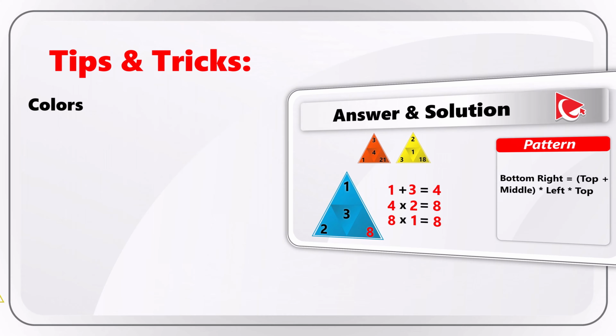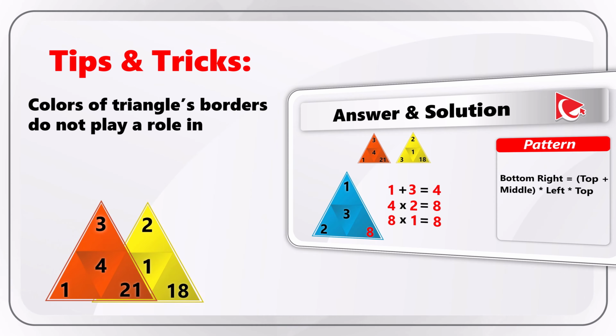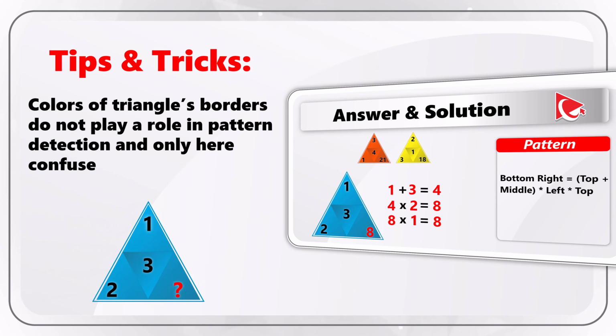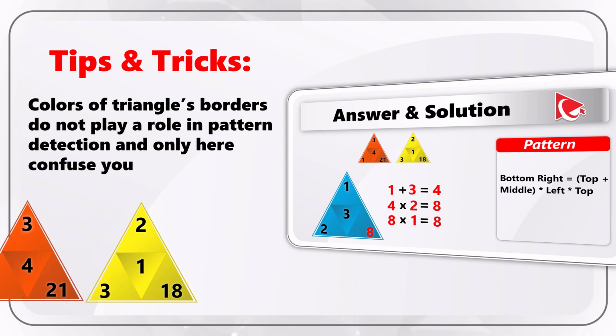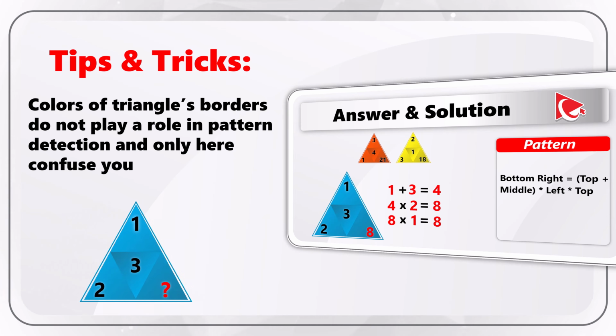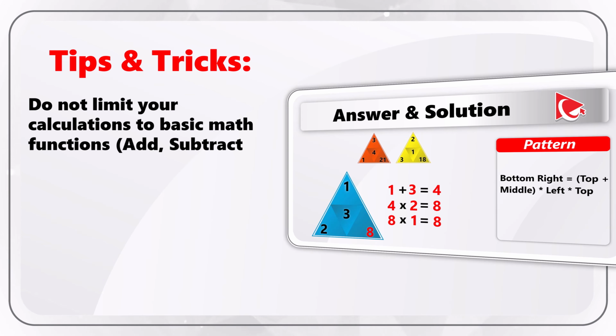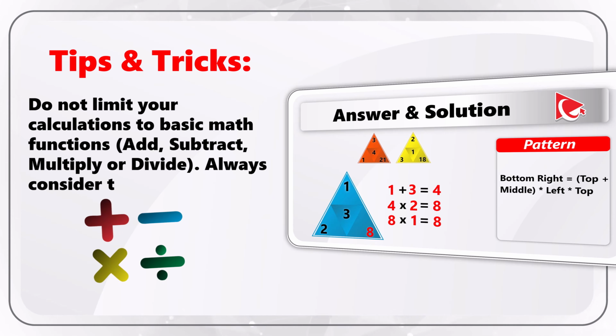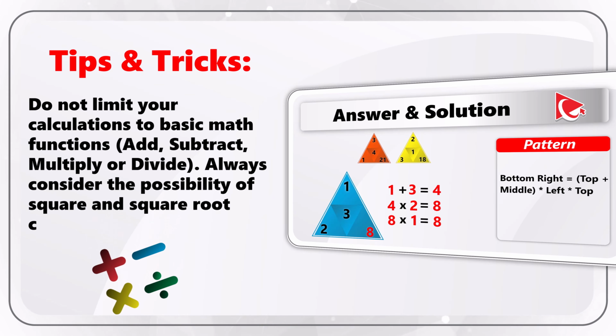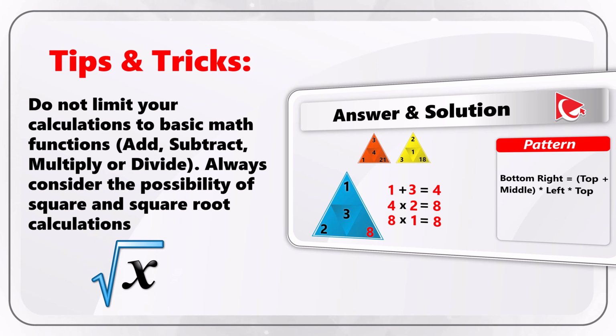own. If you look closely at triangles, they are of 3 different colors. But colors do not play roles in the pattern detection in this particular case, and they're only there to confuse you. Another tip would be, especially if you see small single-digit numbers, do not use the calculations only for add, subtract, multiply, and divide.